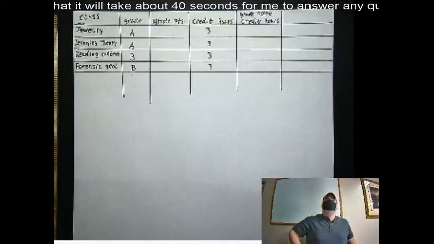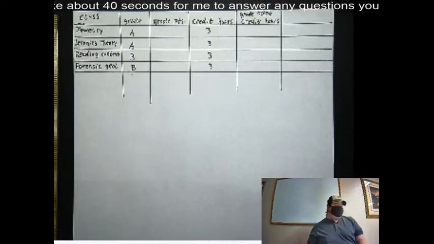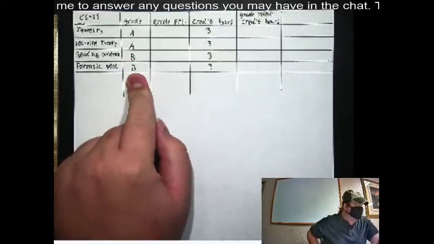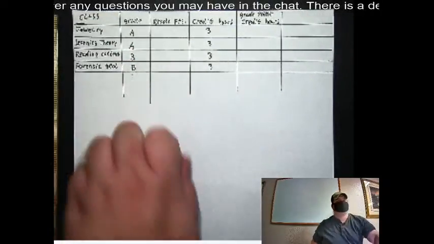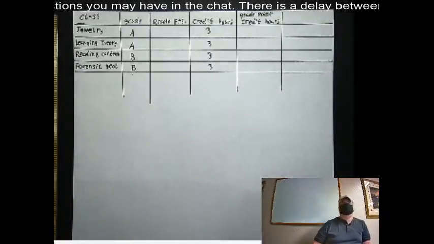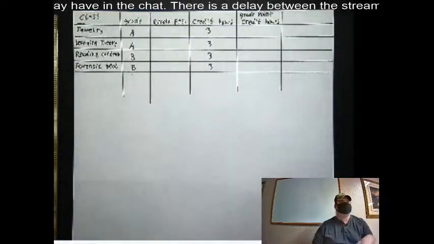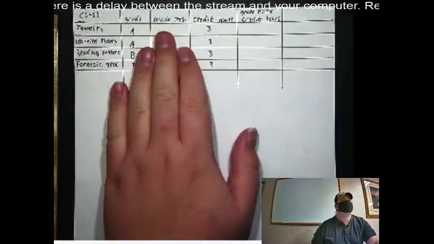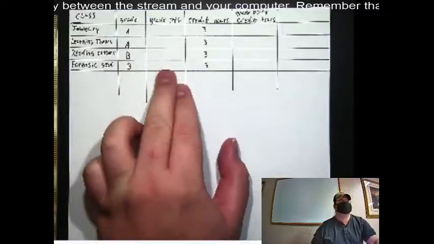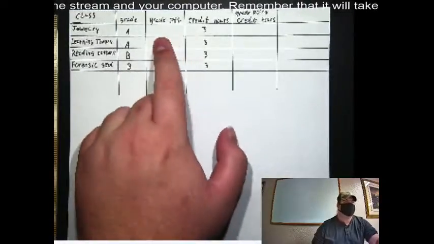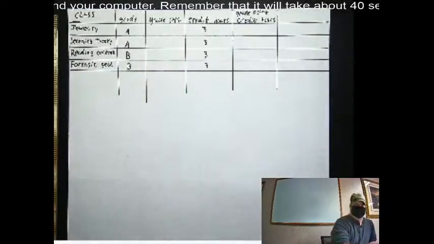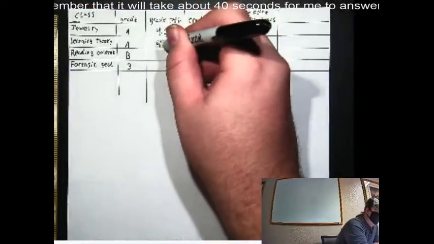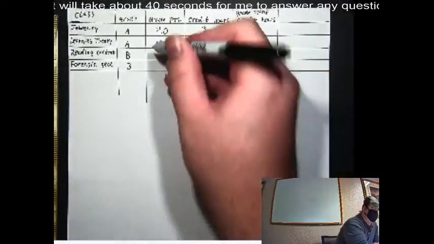Anyway, so I've got an A in jewelry, an A in learning theory, B in reading content, and B in forensic geology. So let's calculate my GPA for this particular semester. So first of all, we need grade points. We need to know how much each of these grades is worth. So what's an A? 4.0. Again, an A is a 4.0. What's a B? 3.0.